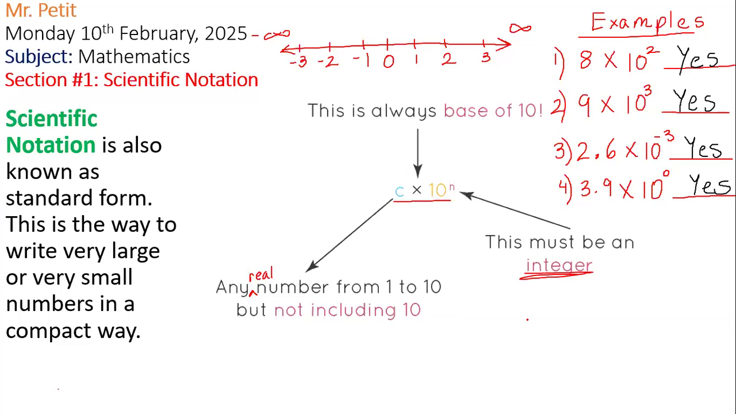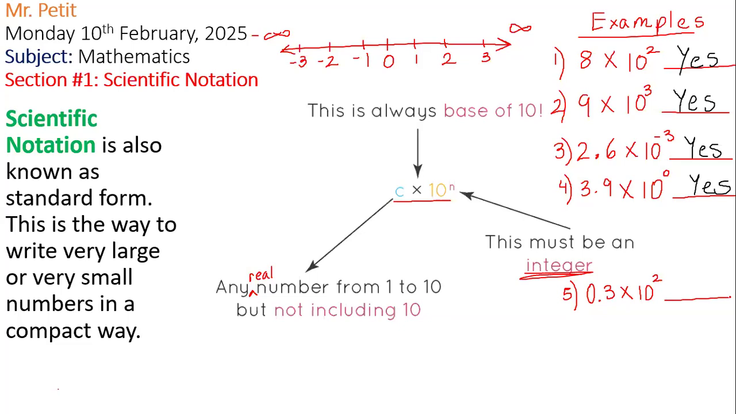So my next question is going to be number 5. Is this in scientific notation? Let's do 0.3 multiplied by 10 to the power of 2.